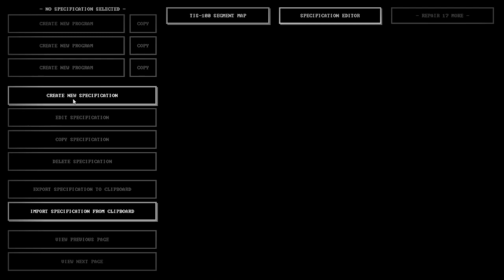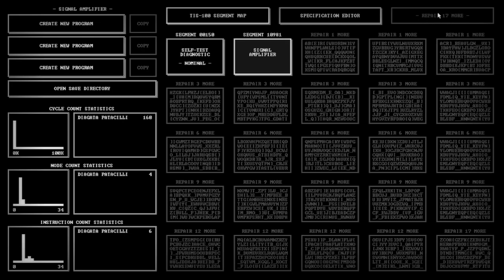Specification editor. Huh. I don't even know what that means. Repair 17 more, and then I guess I can have access to this. Oh, that's cool. So once I unlock these, not only will these also be unlocked, but all the ones that say 6 could be complete. Then I can start having access to these 4, and I will have access all the way to this one. That's cool. I like that.